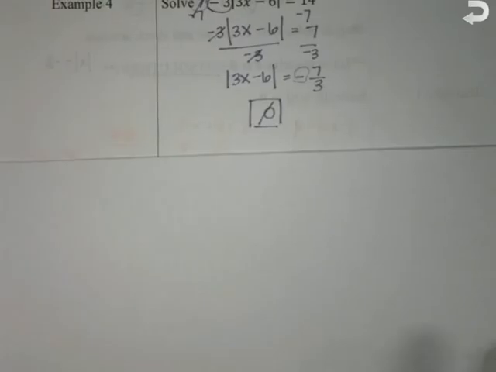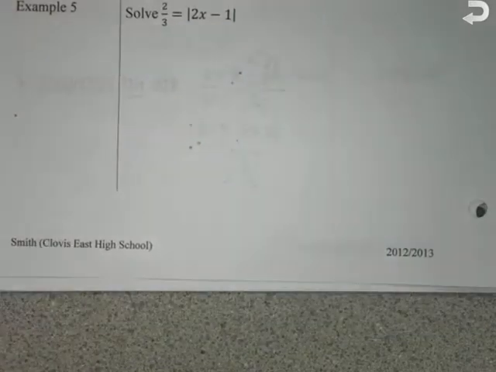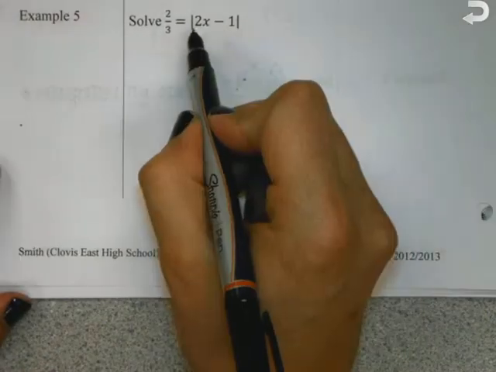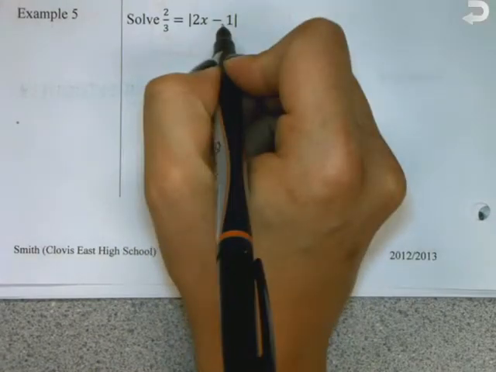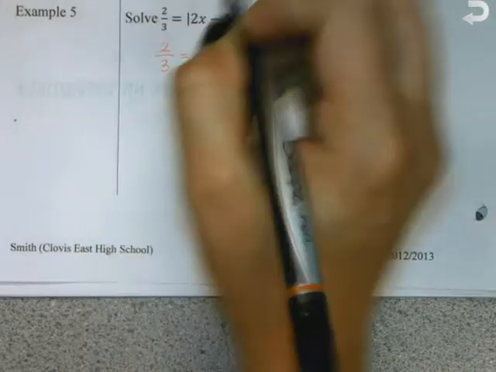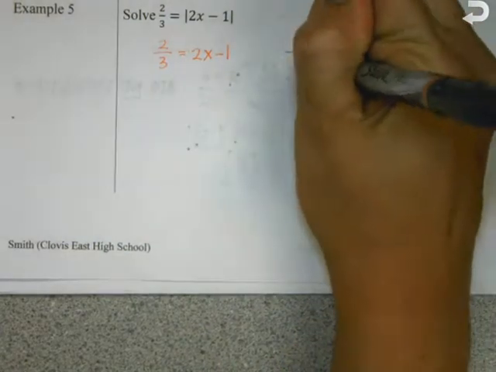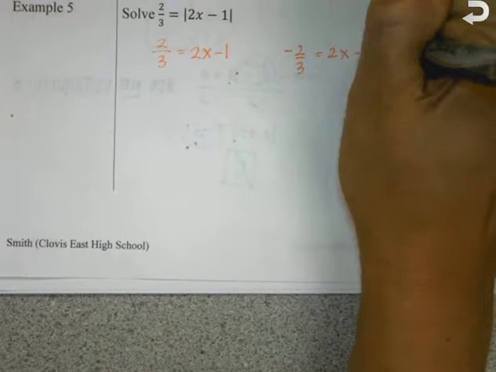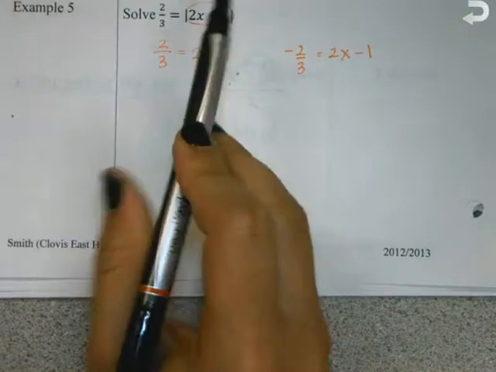So for the last one, example 5, we have some fractions going on. So in this example, I have 2/3 equals the absolute value of 2x minus 1. Absolute value is actually already by itself. So what I'm going to do is I'm going to take them down. So I'm going to set it equal to positive 2/3. And I'm going to set it equal to negative 2/3 equals 2x minus 1. So I have the whole inside here exactly the same as it's shown, equal to the positive and equal to the negative. So to solve for x, I'm going to add 1 to both sides.